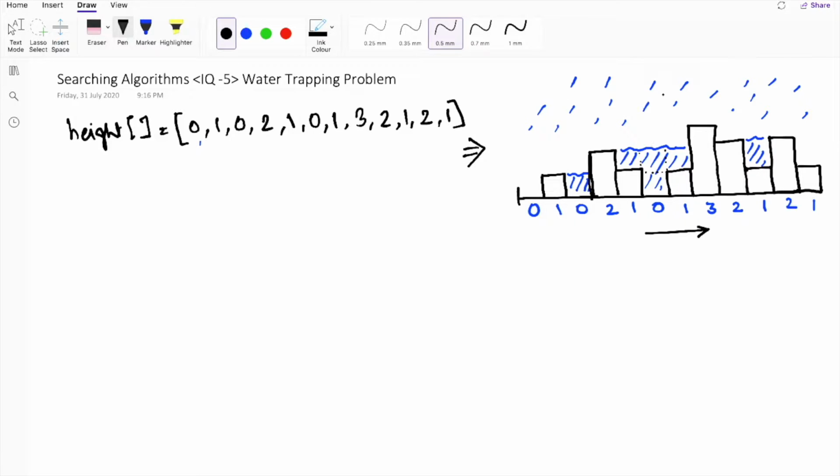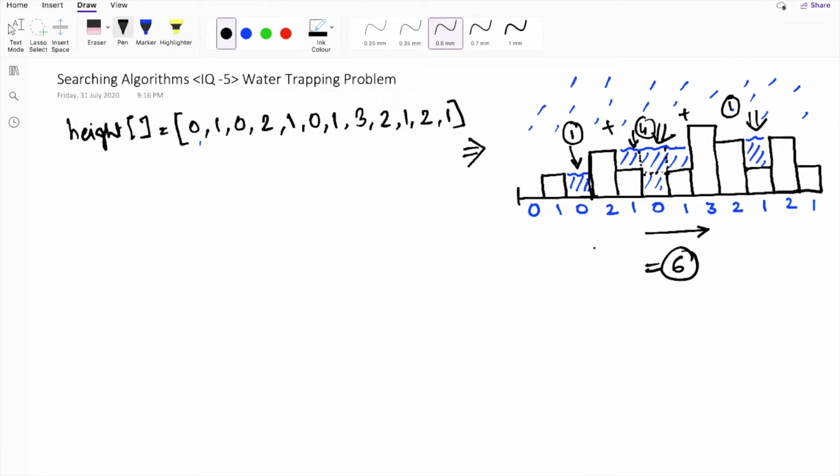The problem statement says that on a particular rainy day, after the rain stops, we have to calculate the amount of water that can be logged between the pillars. Within these two pillars we can have 1 unit of water. Similarly, between these 3 blocks we can accommodate 1, 2, 3 and 4, a total of 4 units of water. Each division is considered 1 block of water. Similarly over here we can have 1 block of water. In total we can accommodate 6 blocks of water between the blocks.